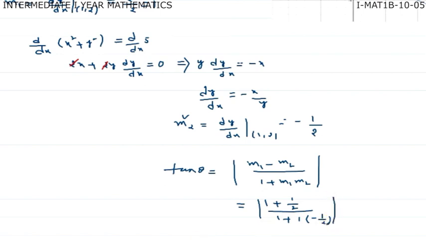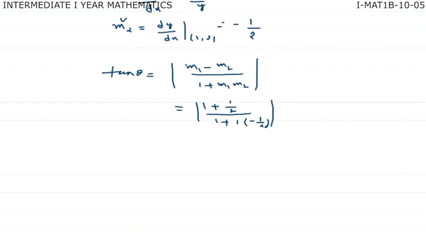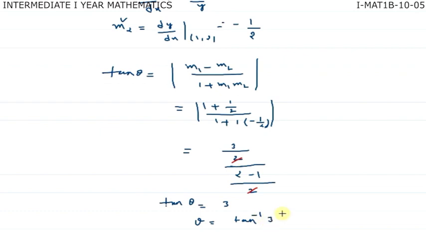On simplifying, the final answer will be, take LCM there, here 2. 2 into 1, 2 plus 1 means 3 by 2, divided by, here also I will get LCM 2. 2, 1 into minus 1 is minus 1. Again, 2 gets cancelled. So overall this is 3 by 2 divided by 1 by 2, which gives 3. Tan theta is equal to 3. Theta is equal to tan inverse of 3. So this is the angle between two curves.